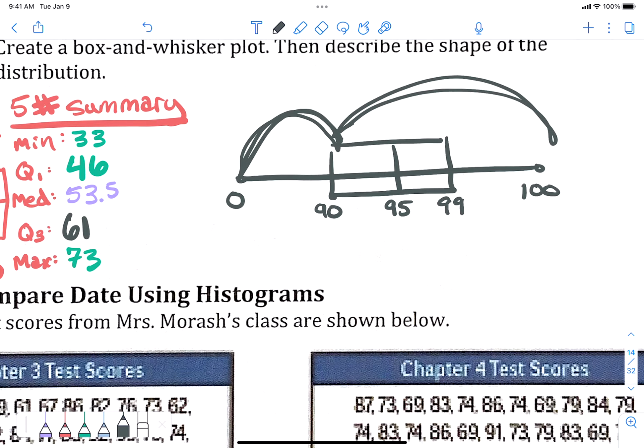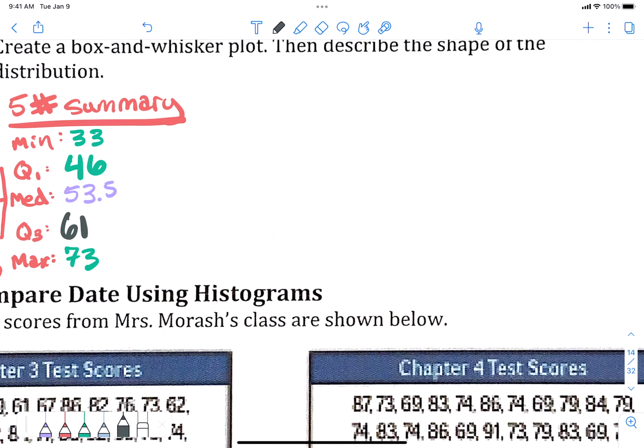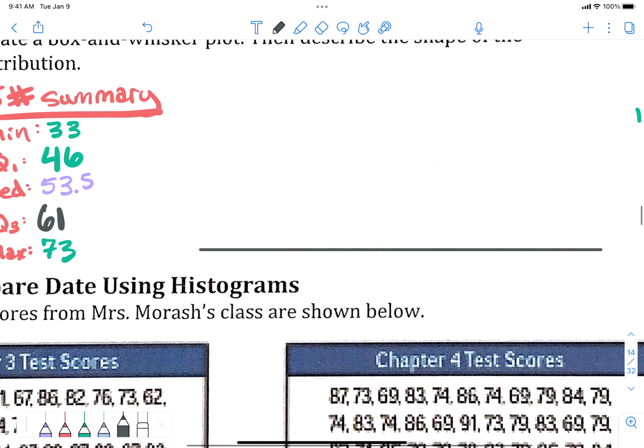So what I want you to do when you're making your box and whisker plots is to first draw a number line down here on the bottom. That's like your ruler of what you're going to do. So my minimum number is 33. So we can use, let's say, 30, right? Can we use 30? And then my maximum number is 73. So can we use like 80 over here?